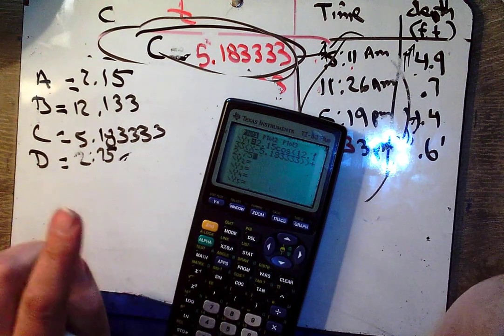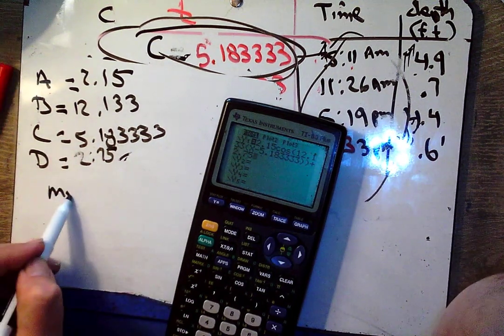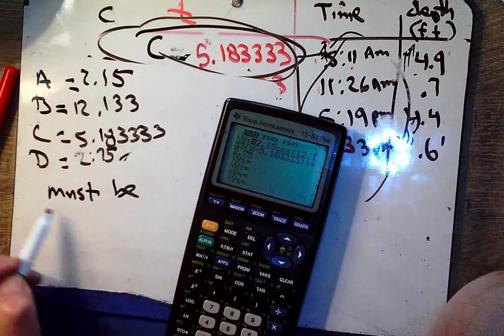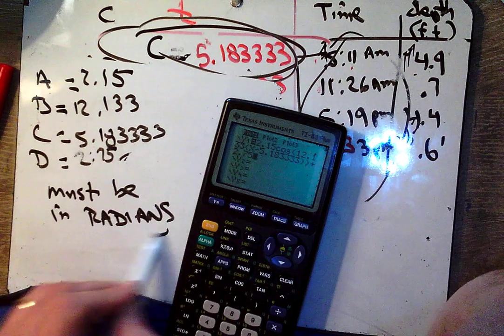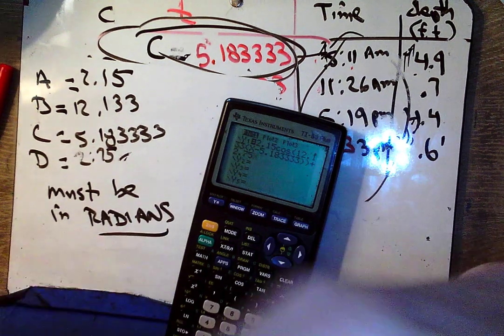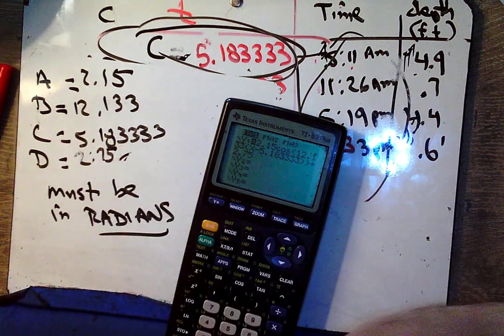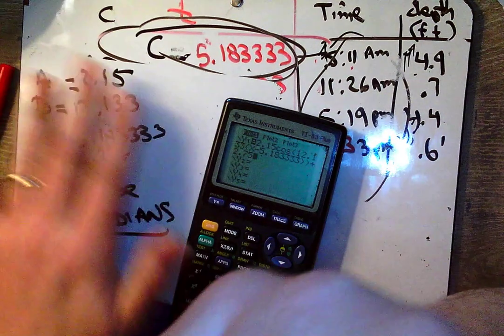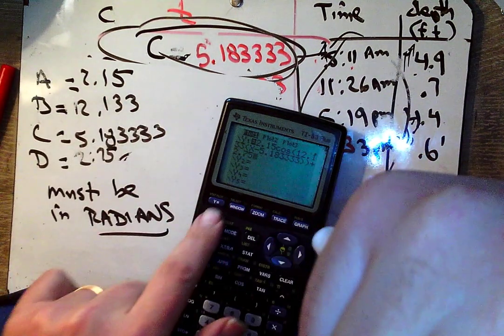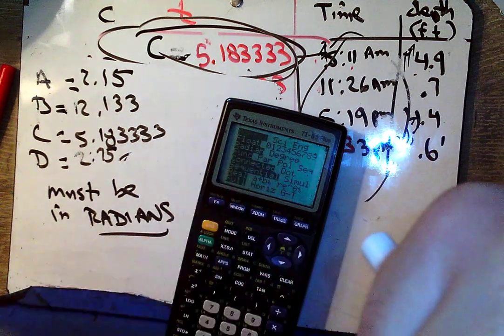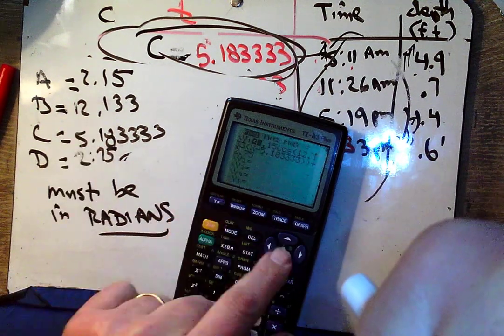Oh, by the way, this must be in radians. Don't forget, since we're about to do a trig graph, we want our graphing calculator to be in radians. All of these values are based on us being in radians. So now I'm going to go to mode and check. Yes, I am. That's great. And now to y equals.